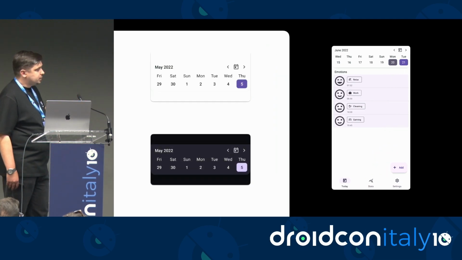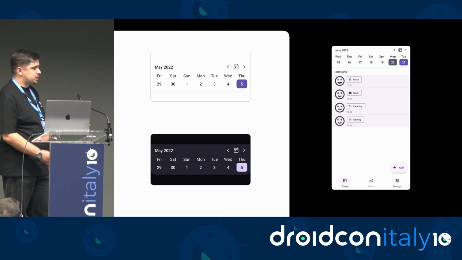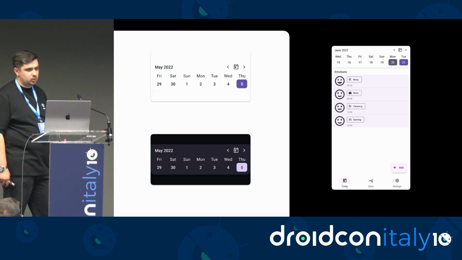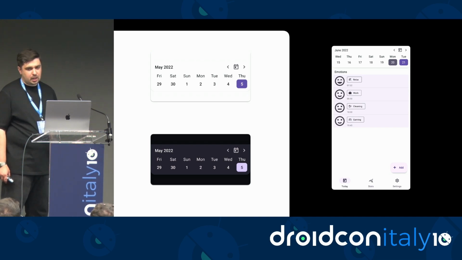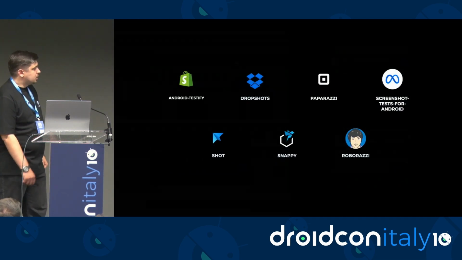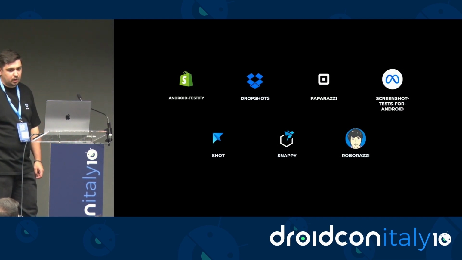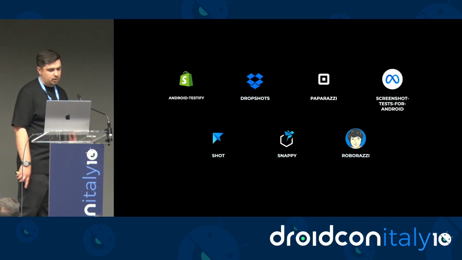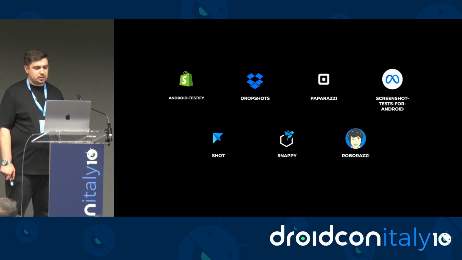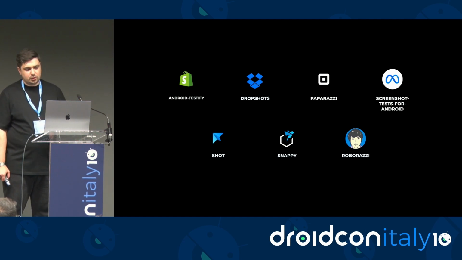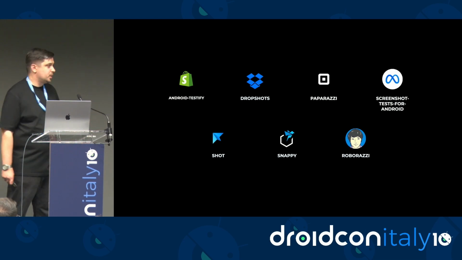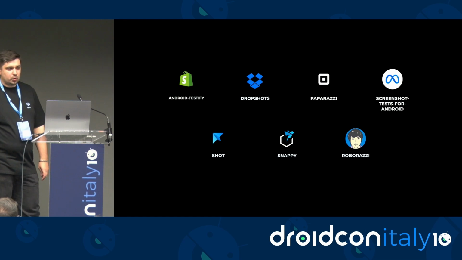So what can we test with screenshot tests? We can test UI components, and we can test the whole screen. In addition to just a simple state of a screen, we can check light and dark mode, different font sizes, different screen scales, etc. So here we have all frameworks which are available for screenshot testing. It's Android Testify from Shopify, Dropshots from Dropbox, Paparazzi from Square, Screenshot Test for Android currently from Meta, previously from Facebook, Shot, Snappy, and others. And all these frameworks work a bit differently.